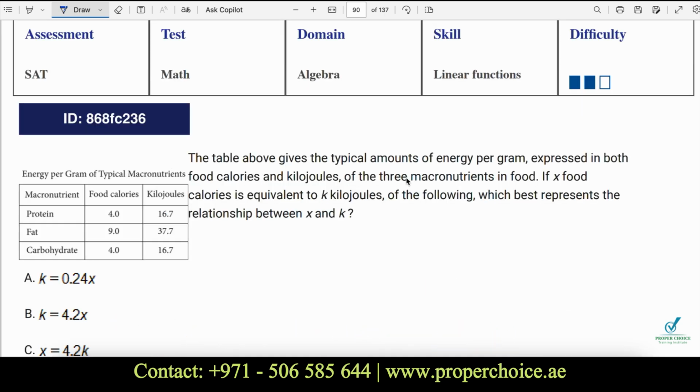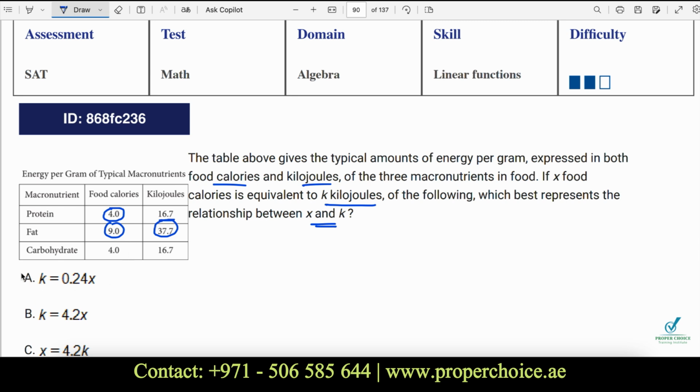The table above gives the typical amount of energy per gram, expressed in both food calories and kilojoules, of the three macronutrients in food. If x food calories is equivalent to k kilojoules, which of the following best represents the relation between x and k? So they are saying that the value of x is equivalent to the value of k. In short, when you put x as 4, for example, you should get k as 16.7. When you put x as 9, you should get k as 37.7. So which option gives me this? That's what the question is.